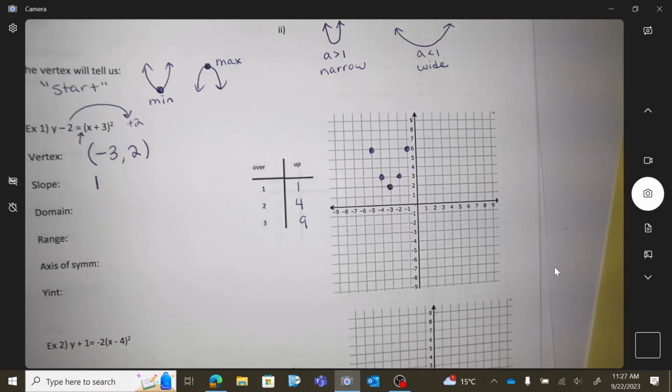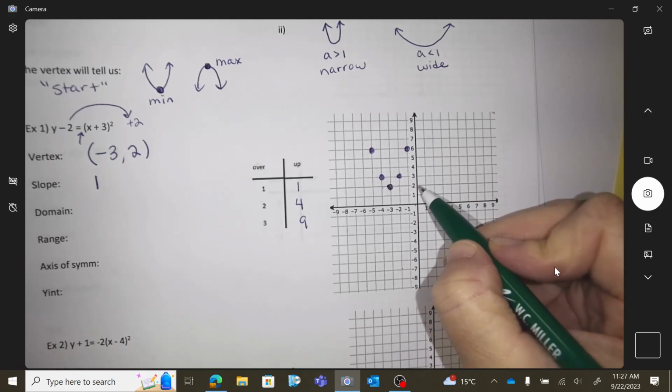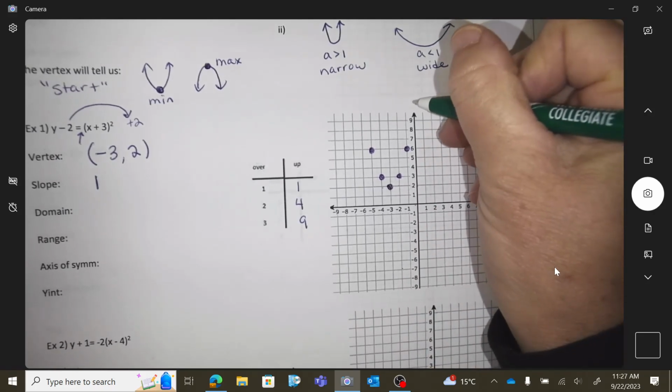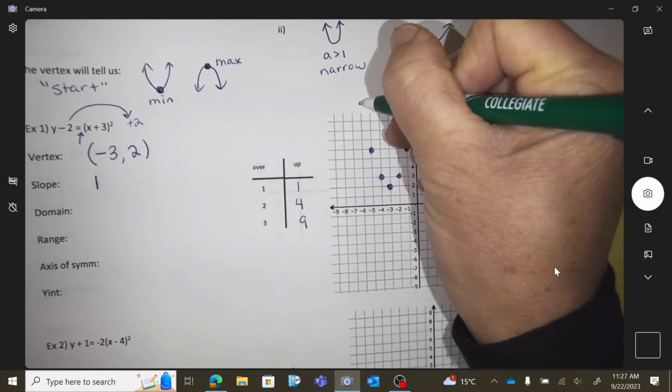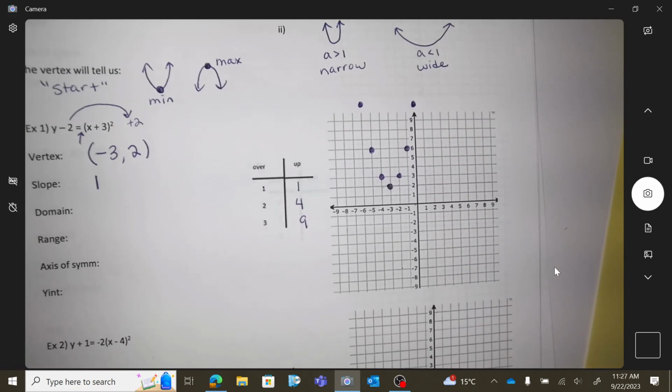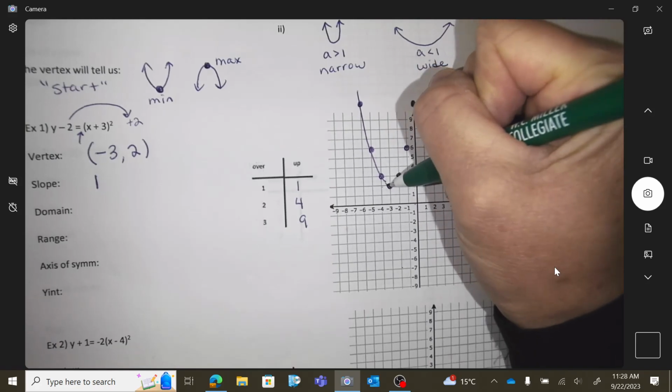Reset. You got to go back to the vertex every time. Now if I go over 3, I need to head up 9. I'm a little bit off my page here. Just a little bit off the chart. Does it make a U shape? Does it make that nice parabola shape? Not V, it's a U.